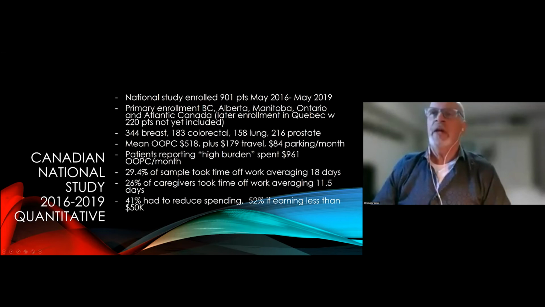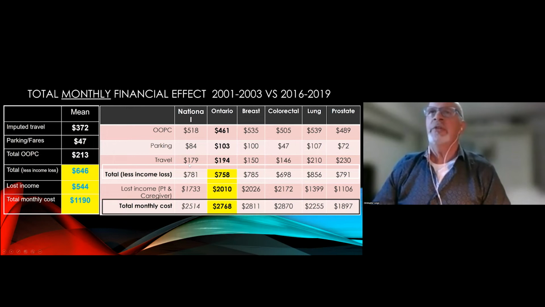We also found that about 30% of the sample took time off work, averaging about 18 days. And about 26% of caregivers took time off work, averaging about 11 days. Then 41% of the sample had to make decisions to reduce their spending, and that number rises to 52% if they're earning less than $50,000 as a family income. So this is a bit of a snapshot.